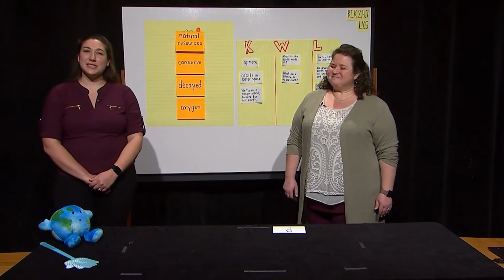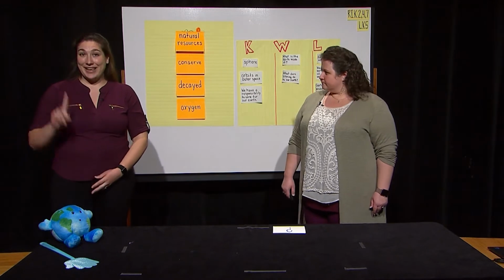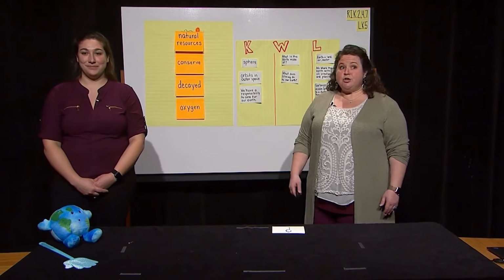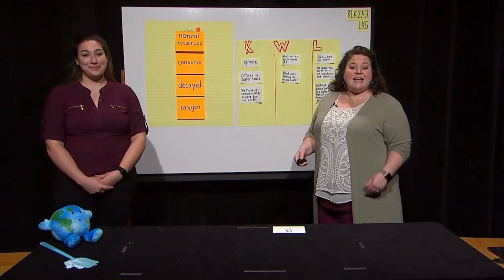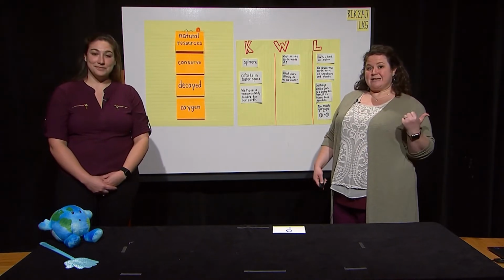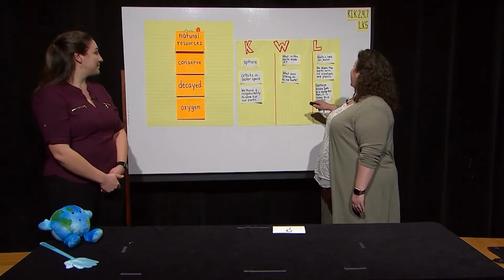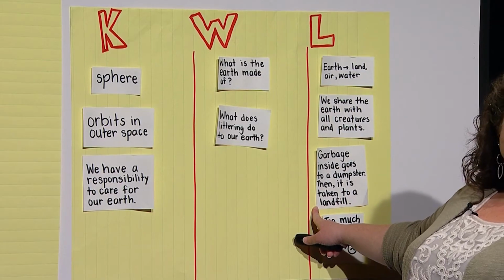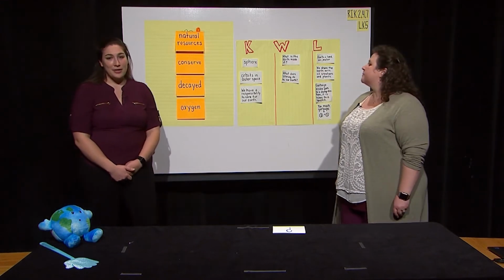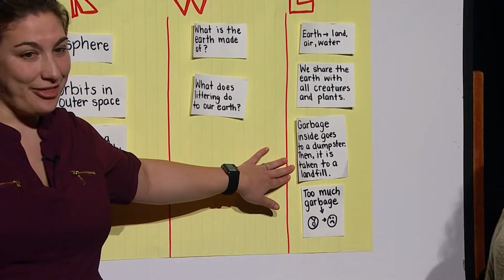That's right. Remember, friends, we have a special responsibility to take care of our beautiful earth that is made up of land, air, and water. So let's review what we've already learned by using our KWL chart, all right? Last time we learned that garbage that is collected inside and taken outside can be stored in a dumpster, and then it can be taken by a garbage truck to the landfill. We also learned what littering did to our earth, and that too much garbage makes our earth unhealthy.